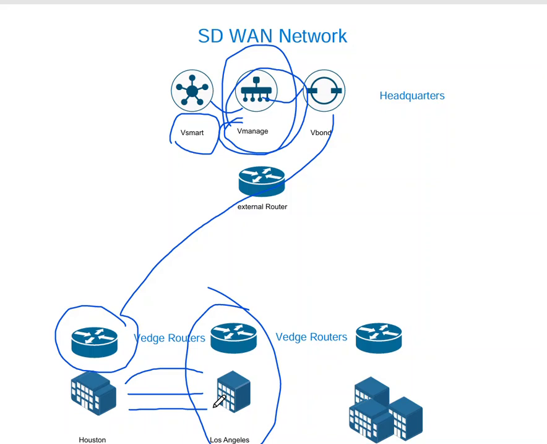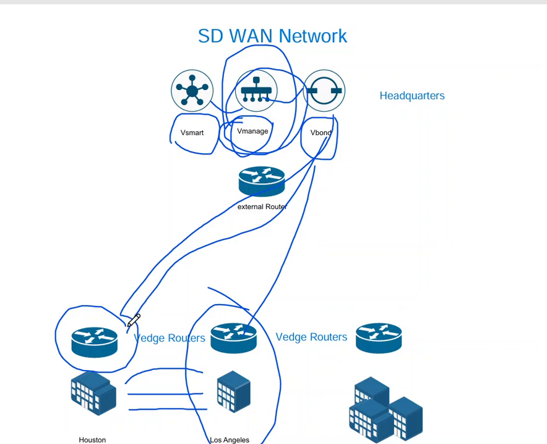The vSmart controller ensures that everything runs smoothly by enforcing security policies and traffic rules that the administrator has set up. So in order to remember the role of each one of the controllers, the names actually will give away the role. So the vBond controller basically creates a bond, a relationship between the routers or any other device on the network and the SD-WAN control center.